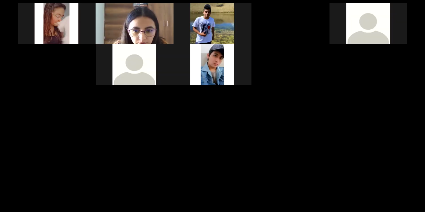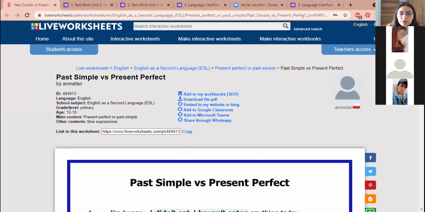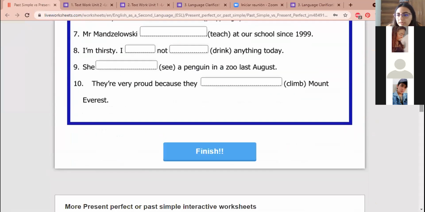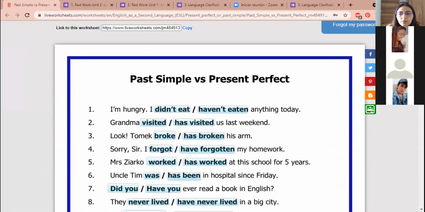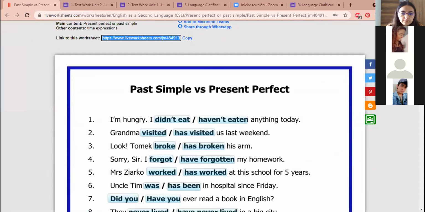Now, guys, what are we going to do? It's time for us to complete the next exercise. Let me share with you the screen. Para no olvidarnos, ya que estamos ahorita fresquitos con el pasado simple y el present perfect, you're going to complete a form, a very easy form, ¿ok? Van a completar un ejercicio súper sencillo. Sí, let me share with you the link. Can you see the link on your chat box, guys?